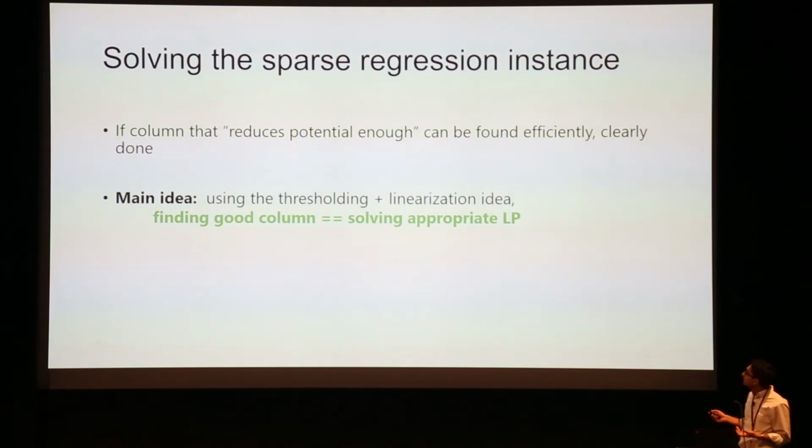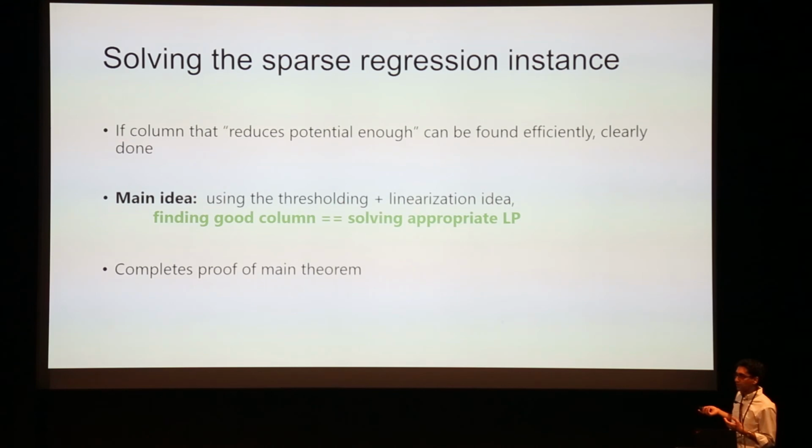And this thresholding idea that we had before is kind of key to casting it as a linear program. If you just had this log term that we had in the KL divergence, then it becomes non-convex, but this thresholding makes it linear. So that's the main idea behind this, and this is what completes the proof of the main theorem.